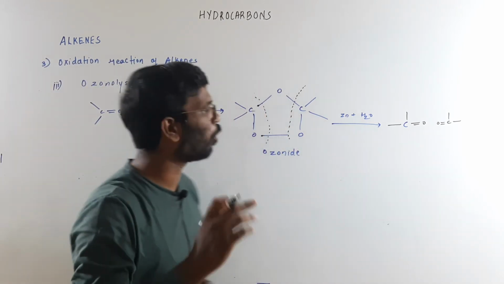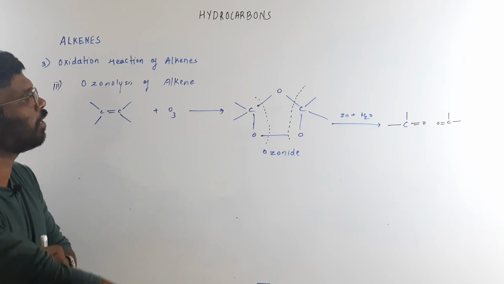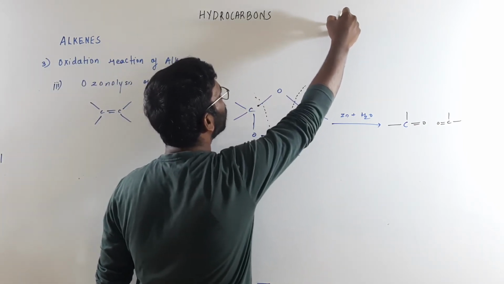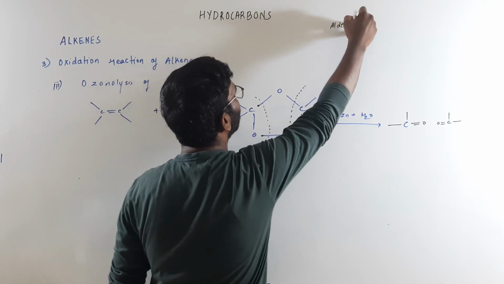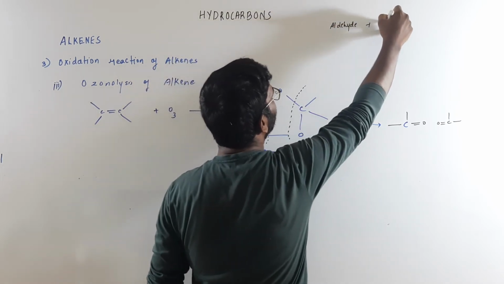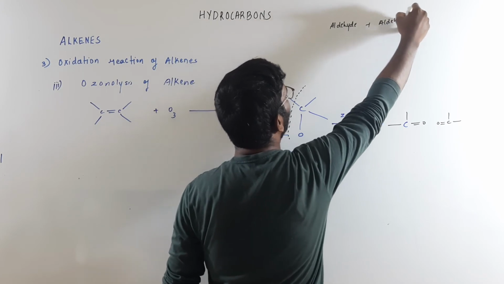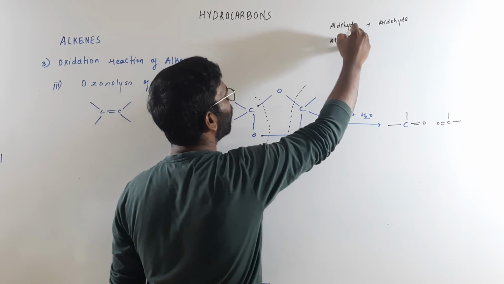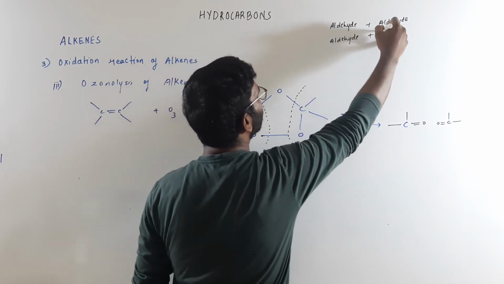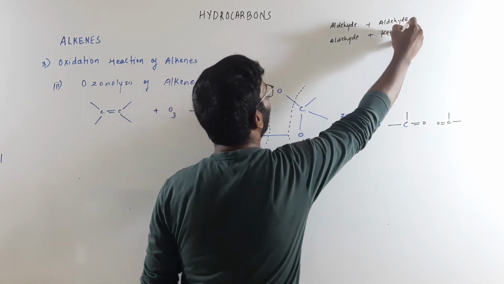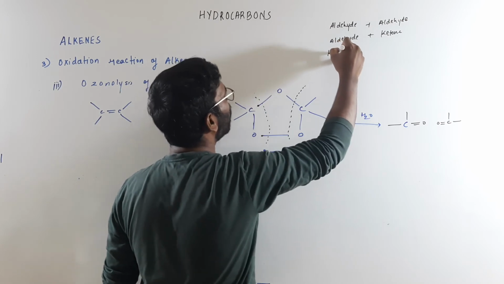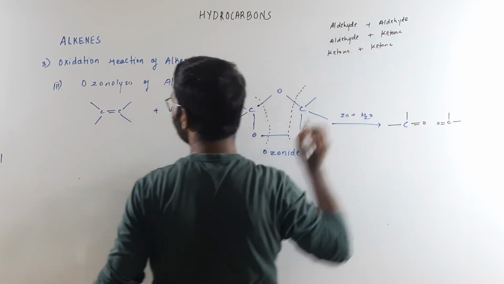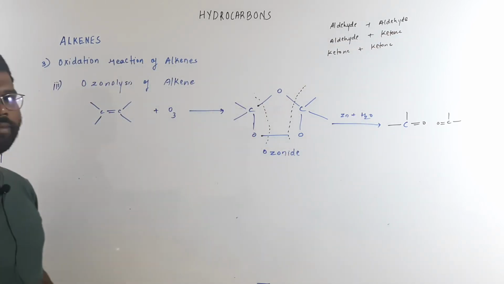Here the possibility of the product is that we can get both the products to be aldehyde plus aldehyde. Meaning I will call that only one product, aldehyde, or it could be aldehyde plus ketone, and the other possibility is that both the products could be a ketone. It depends upon what type of alkene you are taking.